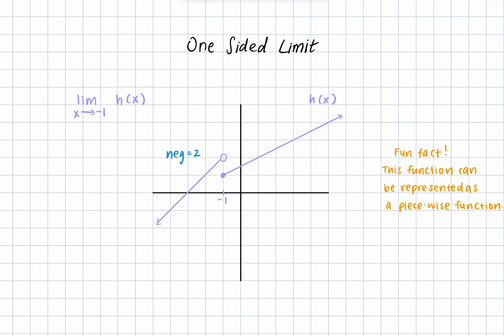And from the positive side, as I get closer and closer to x equals -1, my y values are approaching +1. So positive side equals 1. So since they're not the same number, my negative side and positive side, the y values are not approaching the same number. So the limit does not exist. So limit equals DNE, or does not exist.